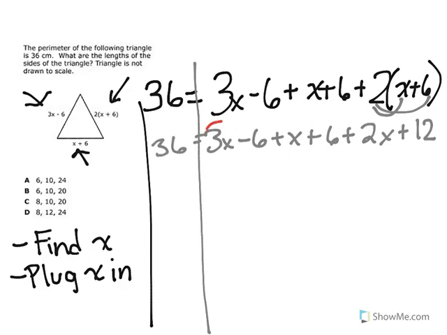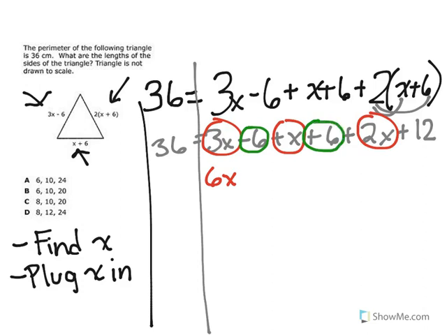Then I combine my like terms. I'm going to combine my x's together: 3 plus 1 is 4, plus 2 is 6x. Combine my constants: -6 plus 6 is 0, 0 plus 12 is 12. And that's equal to 36. Yay, it's so much easier now, right? So much prettier. Now, we solve for x. I box my variable.